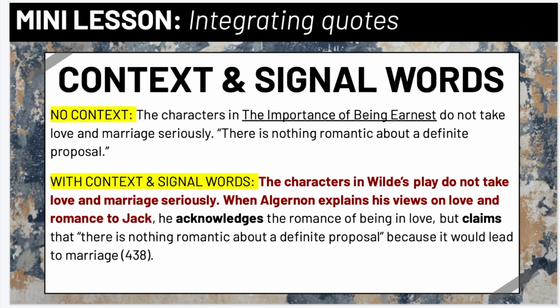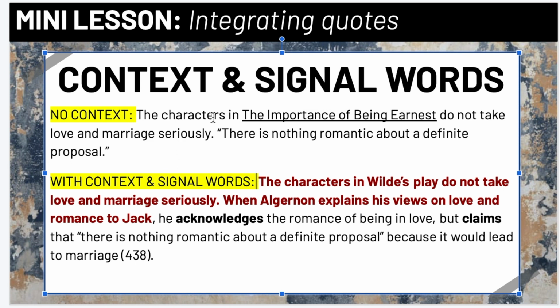So here's an example of context and signal words. With no context, we see: "The characters in The Importance of Being Earnest do not take love and marriage seriously. 'There's nothing romantic about a definite proposal.'" So that's our bad example. And now we're going to look at one with context and signal words. "The characters in Wilde's play do not take love and marriage seriously. When Algernon explains his views on love and romance to Jack, he acknowledges the romance of being in love, but claims that there's nothing romantic about a definite proposal because it would lead to marriage."